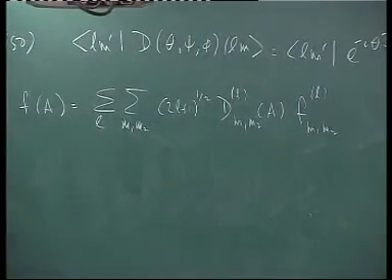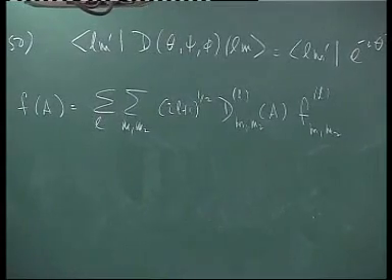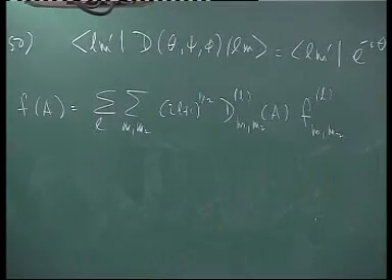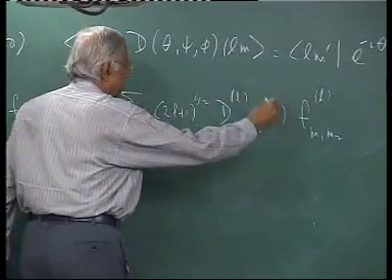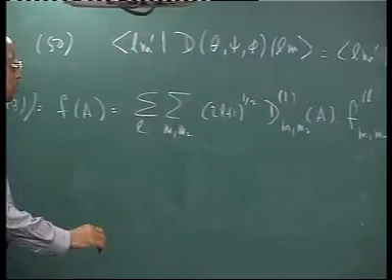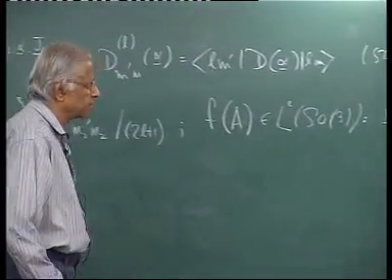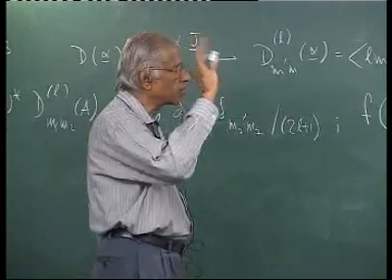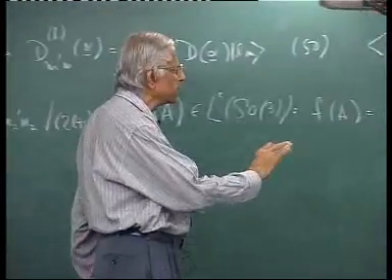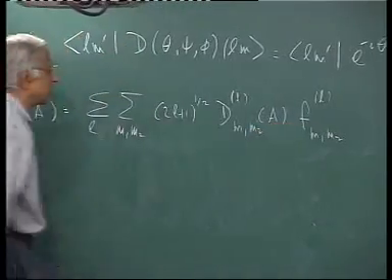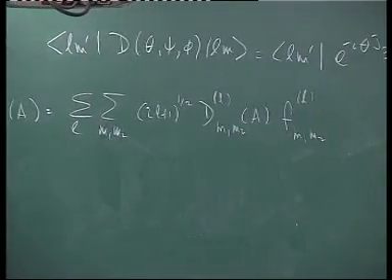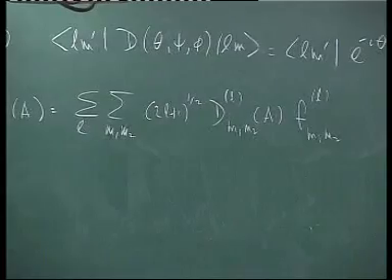Any square integrable function on the rotation group can be expanded with a unique set of expansion coefficients in terms of the matrix elements of the representations of all irreducible representations, L equal to 0 up to infinity and m's appropriately. And how do you get this expansion coefficient? You just use this orthonormality condition.